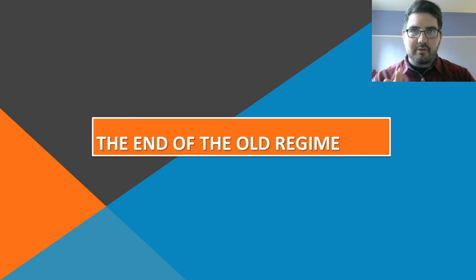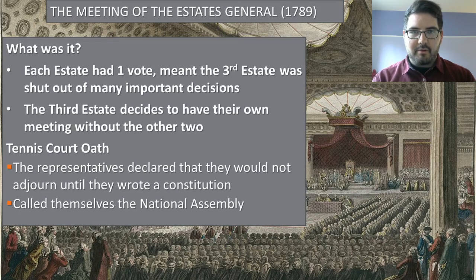So we're going to start once again at 1789. That's our key date. We're talking about the meeting of the Estates General. If you remember from last time, the king had called the Estates General, all three estates, to come meet in Paris to discuss how to deal with the financial crisis that France was in. How do we actually solve this problem?